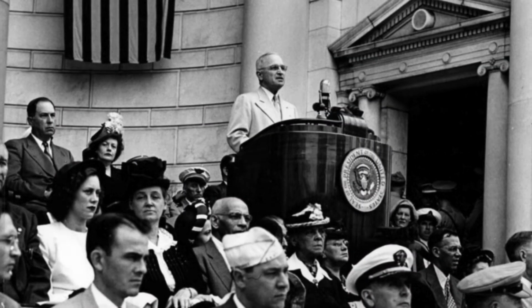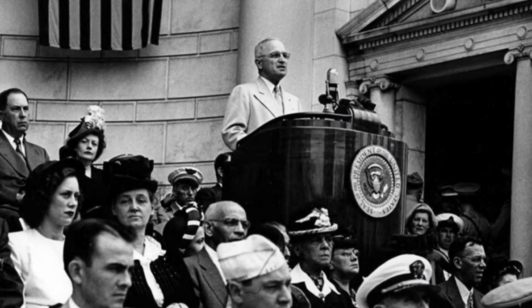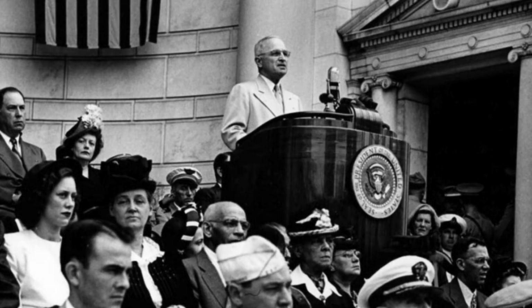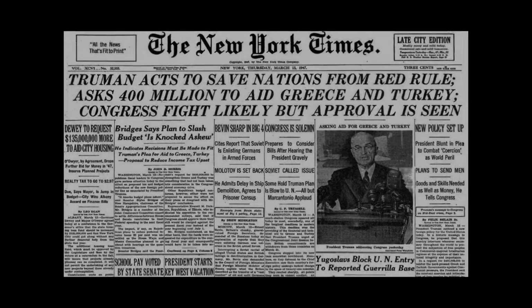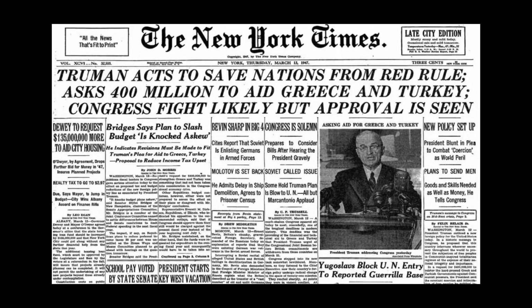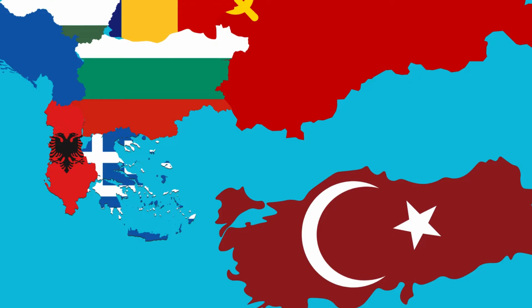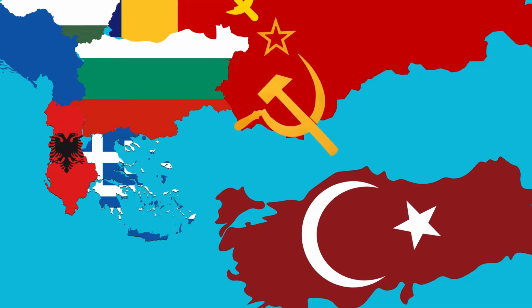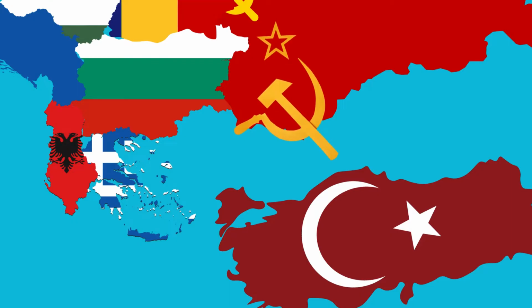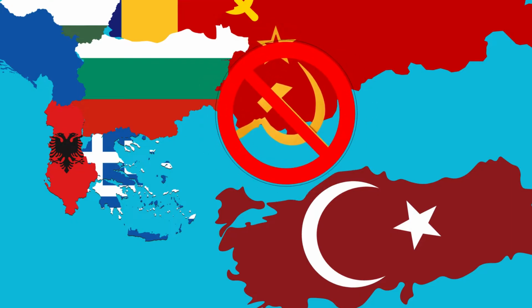Let's get started. In the aftermath of World War II, President Truman introduced the Truman Doctrine, which pledged to provide economic and military aid to countries threatened by communism. One of the first applications of this doctrine was Truman's decision to aid Greece and Turkey, which were under threat from communist insurgents. This marked the beginning of the policy of containment, aimed at preventing the spread of communism beyond its existing borders. The Truman Doctrine set the stage for a series of interventions and conflicts as the United States sought to uphold its commitment to containing communism.